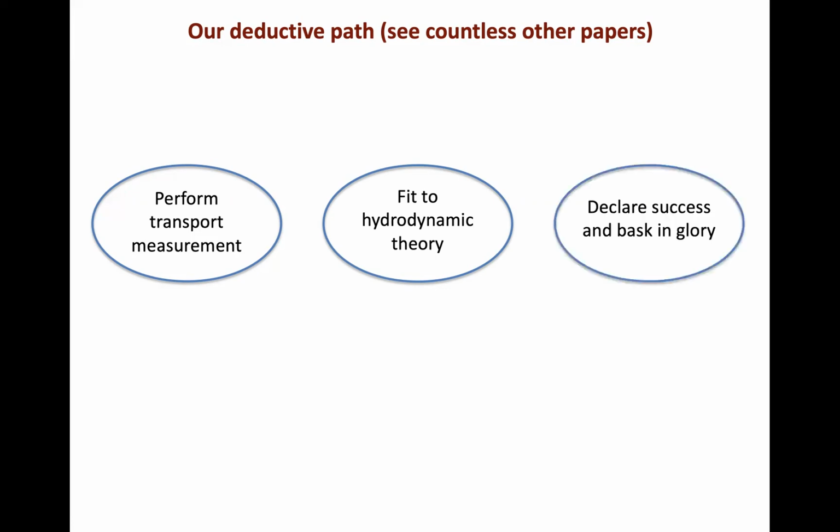And the basic deductive path we followed is worth discussing because it's the same as that followed in most general terms in almost every experimental search for electron hydrodynamics, which is that you perform a transport measurement, you fit it to a hydrodynamic theory. I wouldn't be saying this if you didn't then get a pretty good fit to a hydrodynamic theory. So you declare success and bask in the glory. Now, there are known to be already, even before what I'm going to tell you today, problems with assumptions from that procedure.